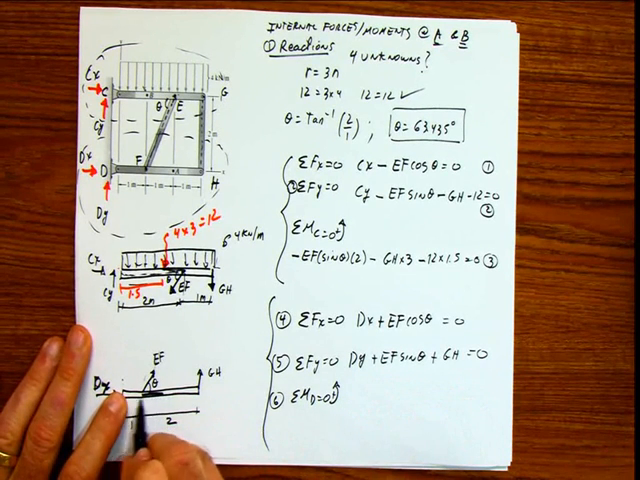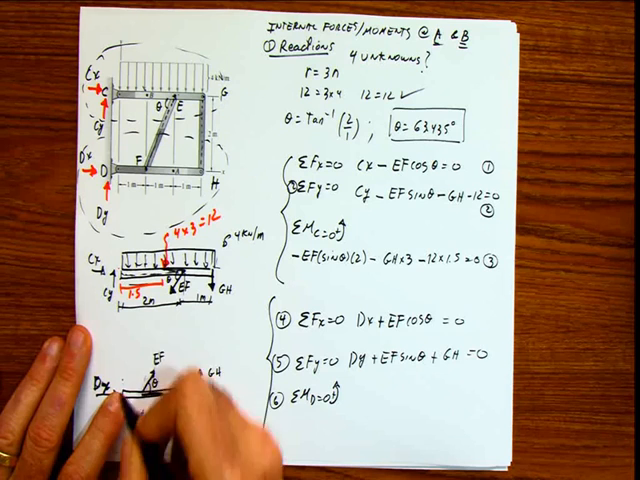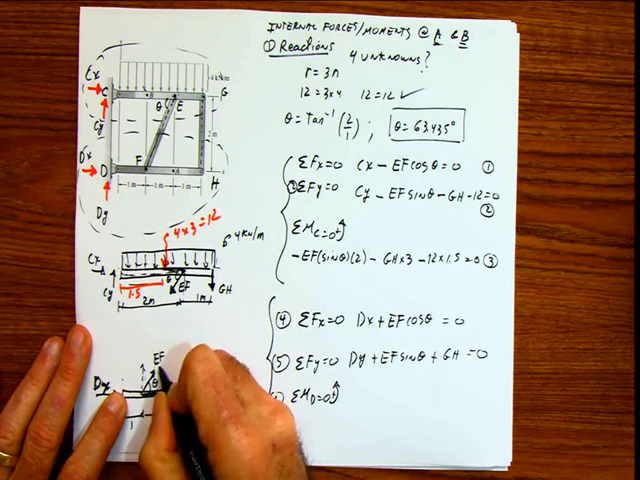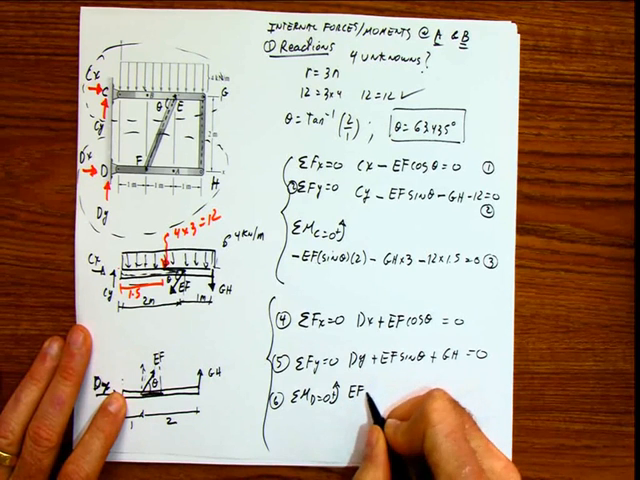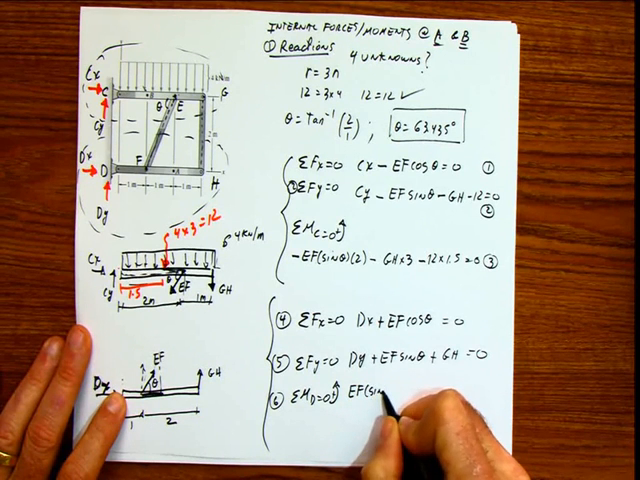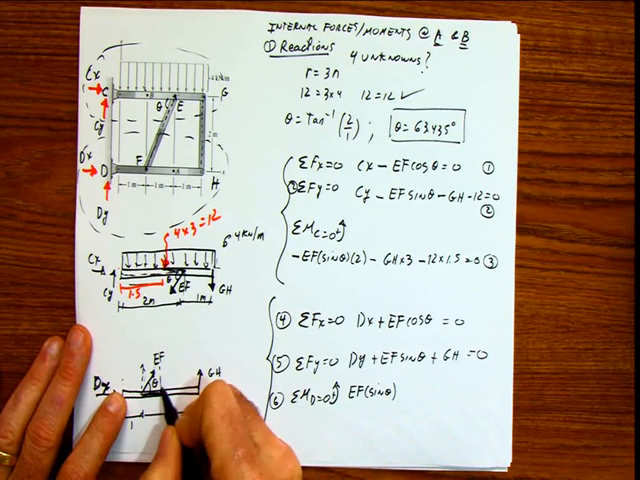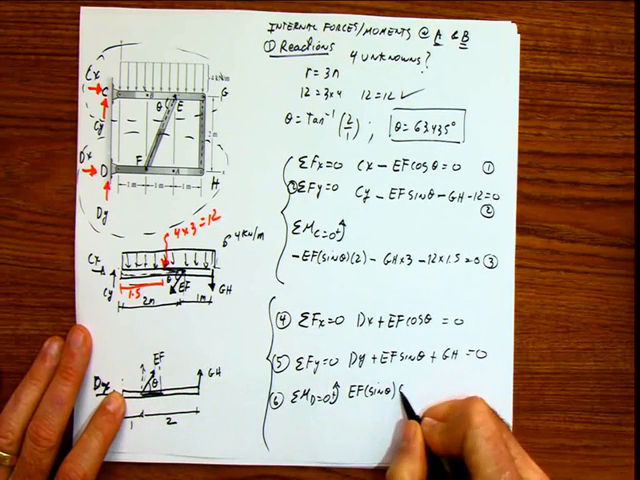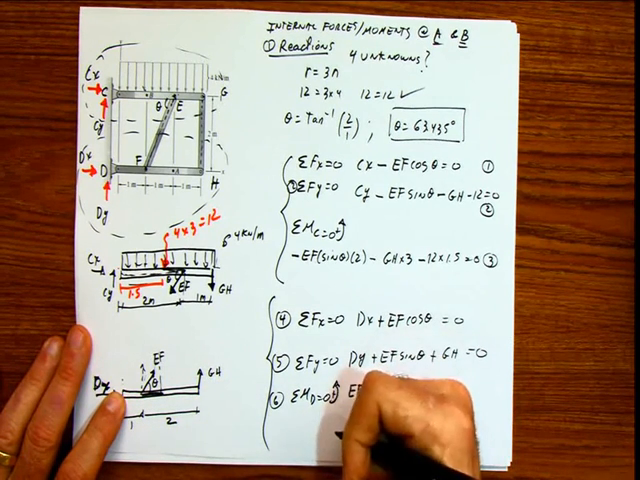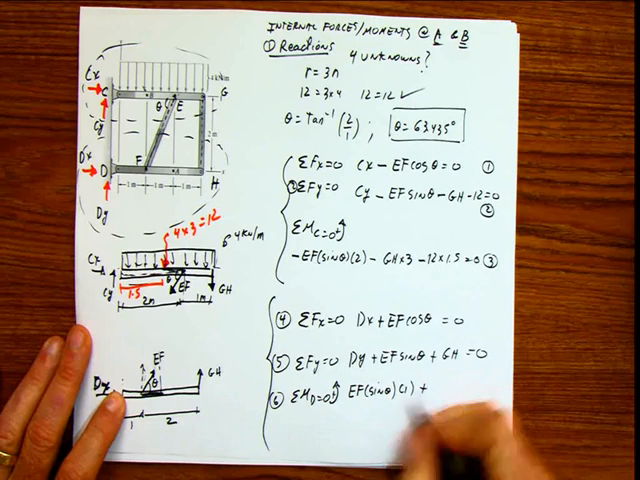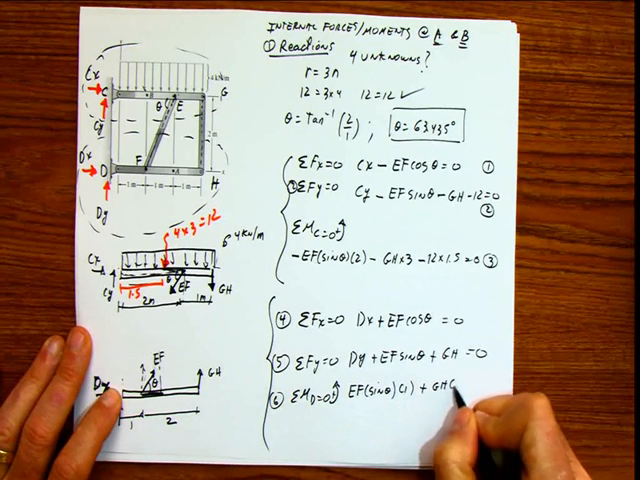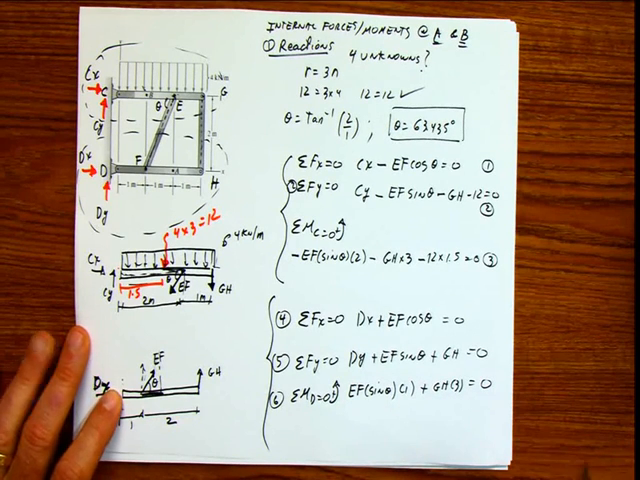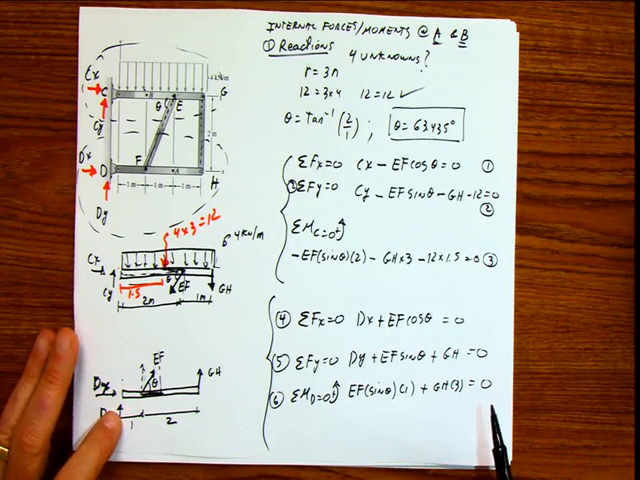Horizontal component passes through the point, transmissibility principle. Vertical component, which is the same in this side, is going to be EF times sine of the angle times the distance, which is 1, positive, plus GH times 3 equals 0. And now look, how many unknowns do we have?